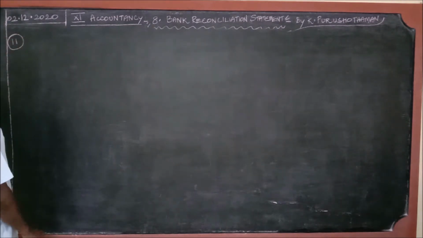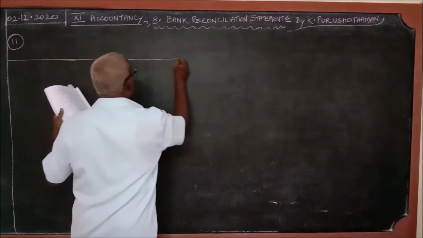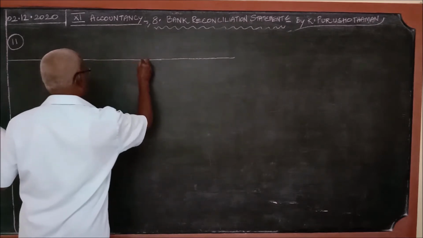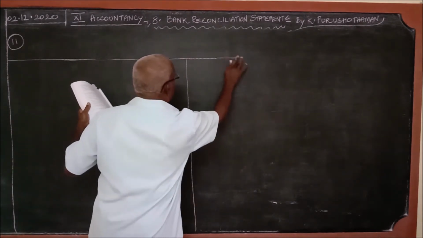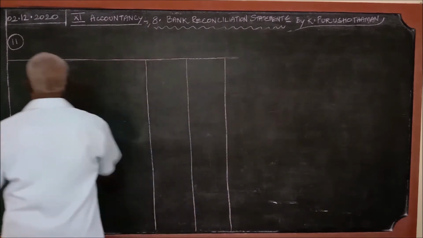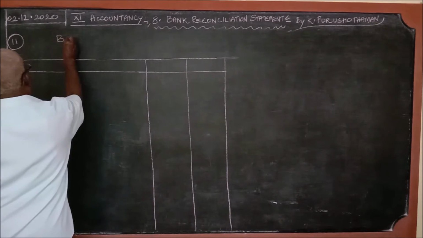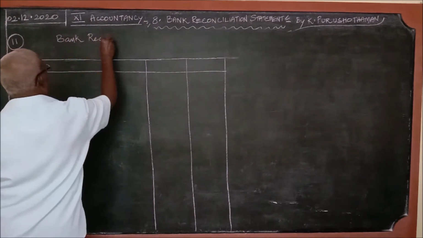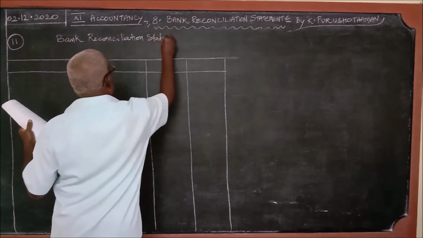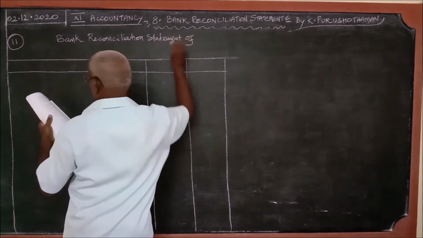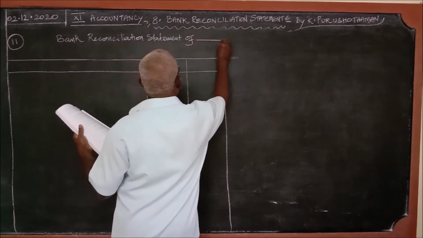Problem number 11 in the exercise. As usual, particulars, amount rupees, then amount rupees. This is bank reconciliation statement of, if the name is given, we can write the name. In this problem number 11, there is no name given, therefore dash.